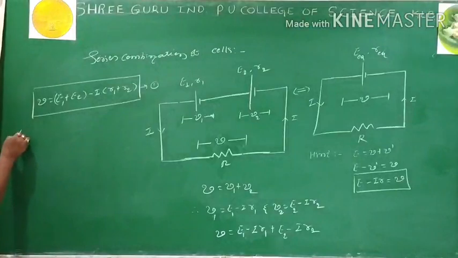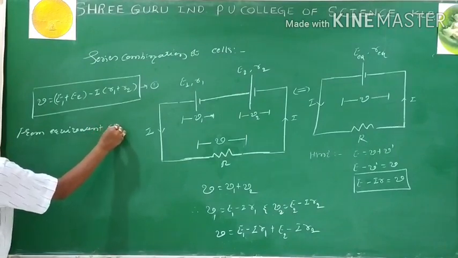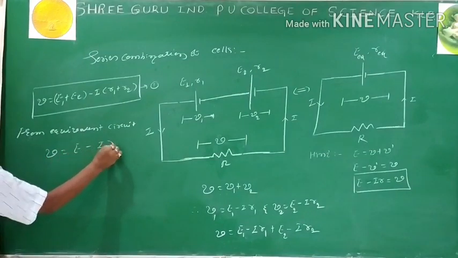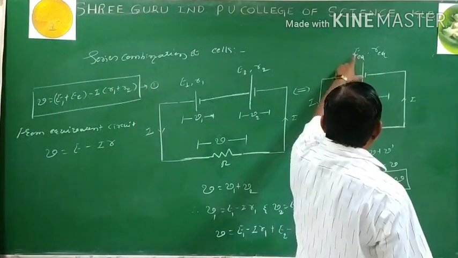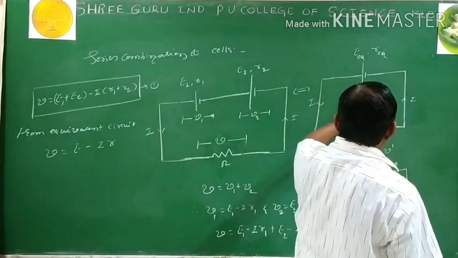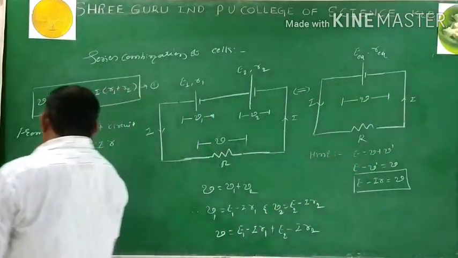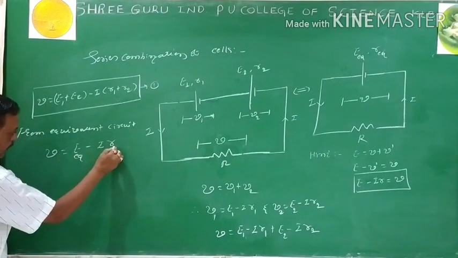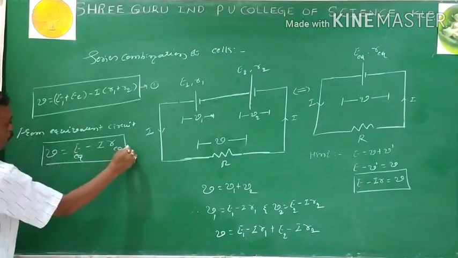From the equivalent circuit, once again the hint is the same. V equals E minus Ir. Then I analyze it. What is the potential difference across the equivalent EMF? E equivalent. The potential difference across E equivalent is V. The E equivalent has the internal resistance R equivalent, but the current remains the same, that is I. So the potential difference across the equivalent EMF, E equivalent, which has its internal resistance R equivalent. Current in the circuit is I. Is it clear? Then I call this equation number 2.